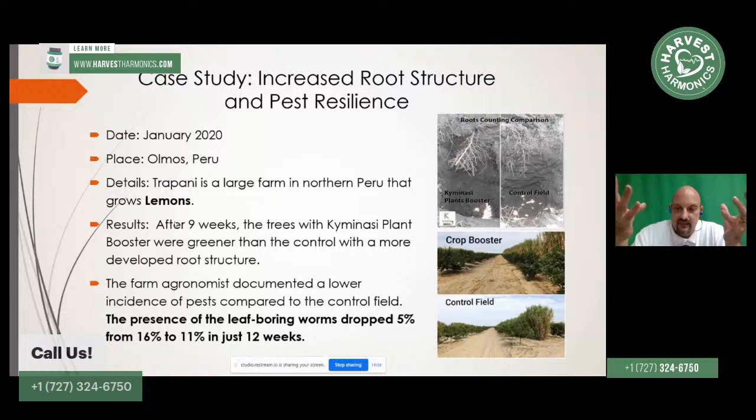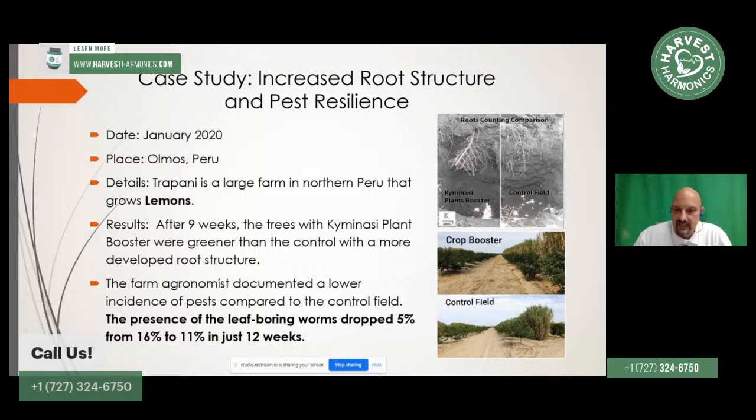and that basically means that the trees are going to be able to collect more energy from the sunlight and produce more fruits and vegetables. And I haven't checked back with this guy. I believe he saw about a 20 to 30% increase in overall yield this year. But if you look at the two pictures here on the middle and the bottom, the crop booster trees are much greener, much healthier looking than the control field, which looks more pale green in comparison. And again, he couldn't figure out why.